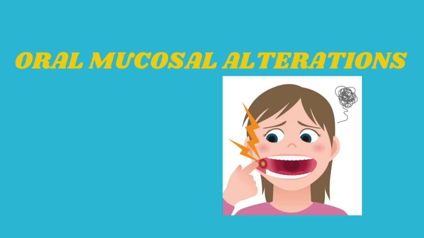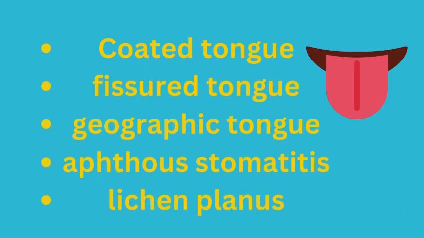Next, oral mucosa alterations. Some oral mucosa alterations such as coated and fissured tongue, geographic tongue, recurrent aphthous stomatitis, and some pre-malignant lesions including lichen planus can be associated with diabetes.